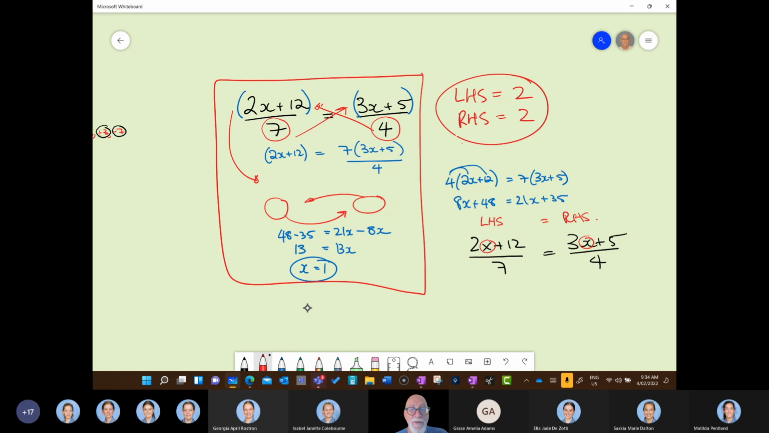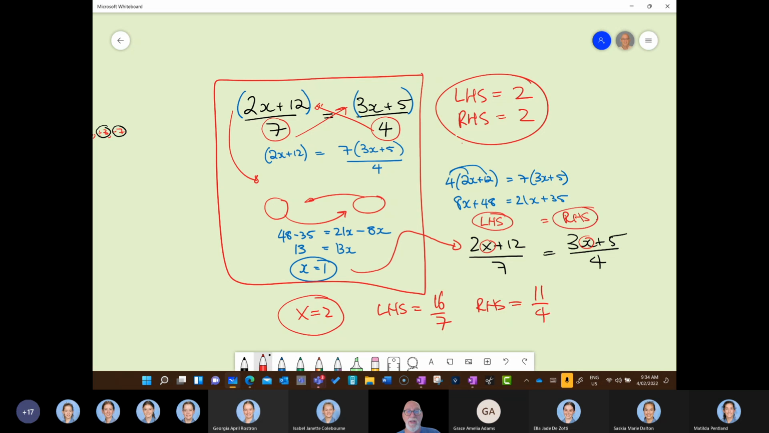For example, if I said x was 2, my left-hand side would be 2 2s are 4, 16 on 7. My right-hand side would be 6, 11 on 4. They're not the same, are they? No, they're not. So that is not the solution. We're trying to find a value of x that makes the left-hand side exactly the same as the right-hand side. So that's the value of x.